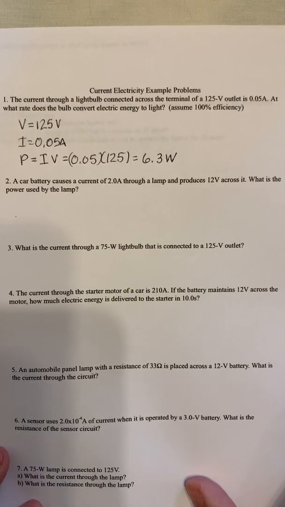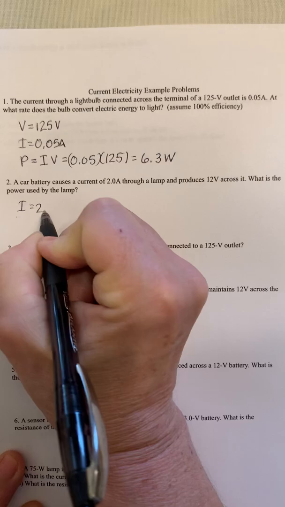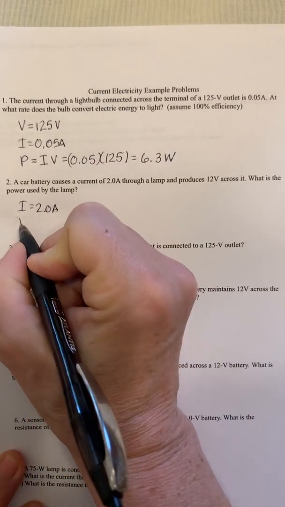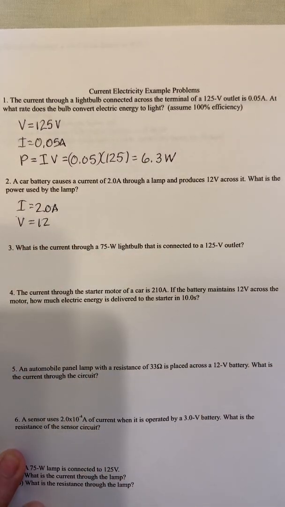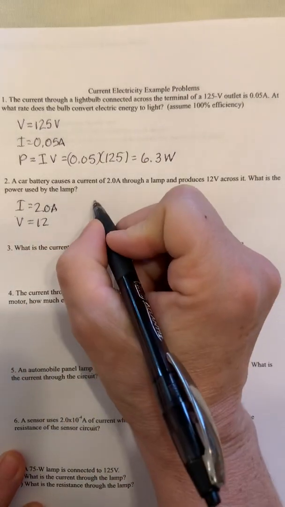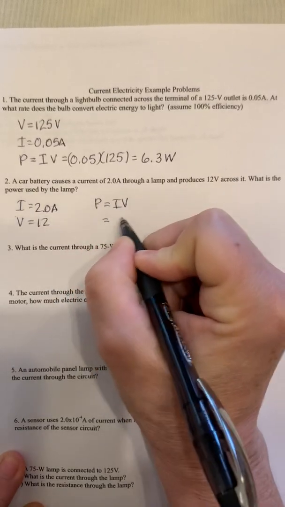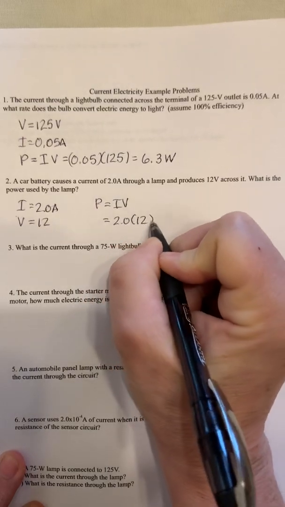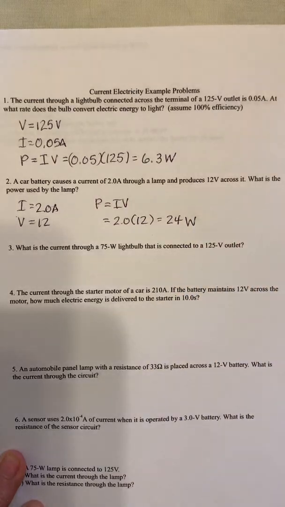Number 2. A car battery causes a current of 2.0 amperes through a lamp and produces 12 volts across it. What is the power used by the lamp? Again, this is just P is equal to IV. Just multiply them together. I is 2. Don't even need a calculator for this one. It's 24. And the unit is watts for power.